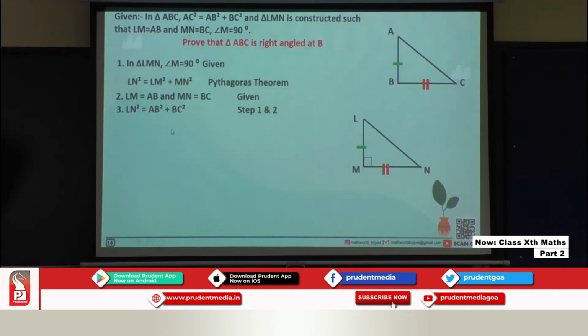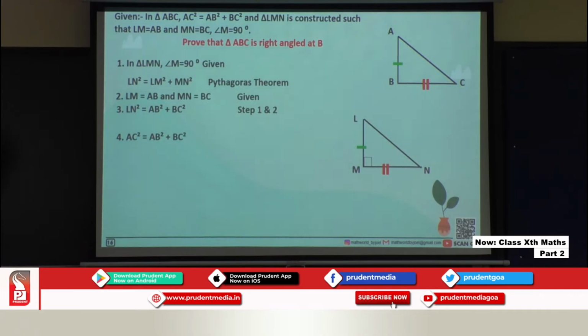Now, in the fourth step, I can say that it was given to us, right? AC square is equal to AB square plus BC square. Now, look at the third step and the fourth step. The right hand sides are the same. So the left hand sides also should be the same.